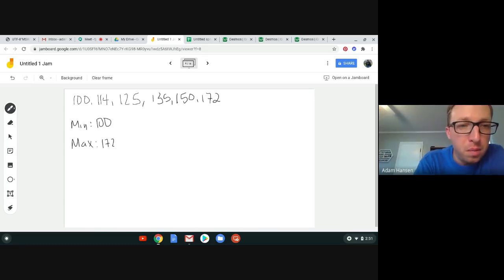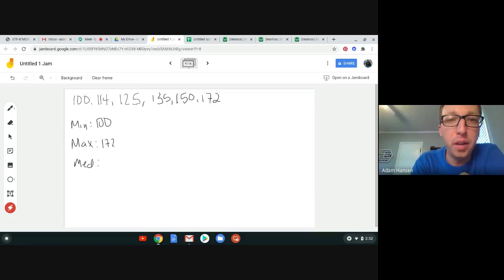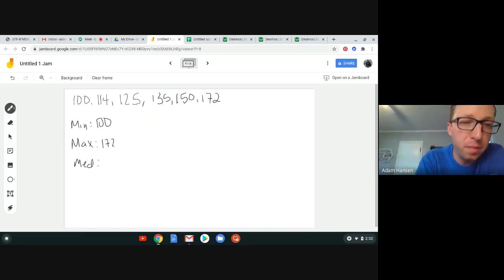All right, so the median would be the middle value that separates the upper half and lower half, where 50% of the data is above and 50% of the data is below. Notice that there are 6 data points, so I can't really find a data value in the middle because there is no true middle. So in that case, pick the 2 middle values and find their average. The average of 125 and 135 would be 130.